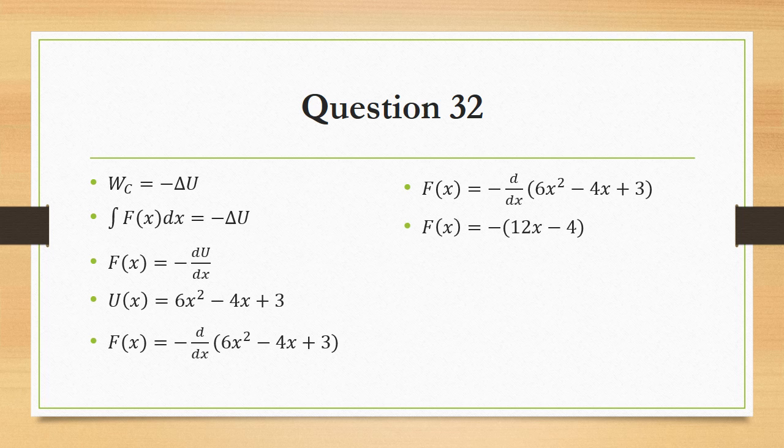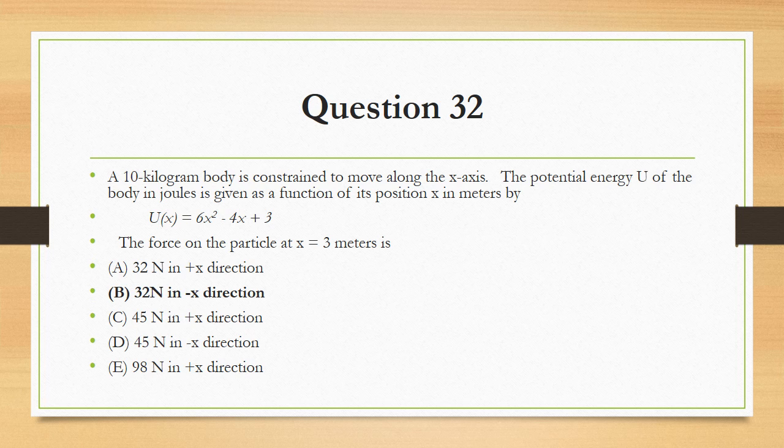12x minus 4. Now notice that the negative sign never went away. That is still present, and that's going to be important because the question asks us which direction the force points. Evaluate this at position x equals 3 meters, and we get negative 32 newtons, and that means the answer is B, 32 newtons in the negative x direction.